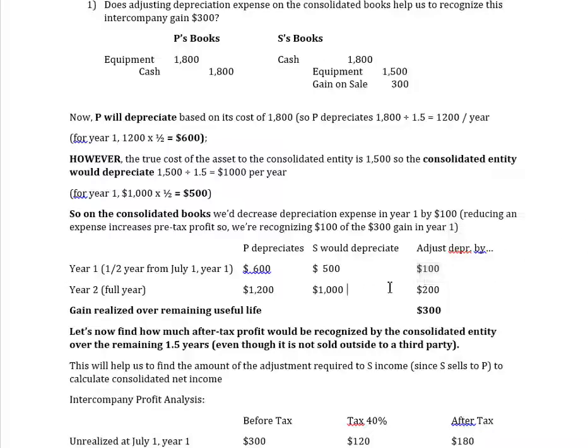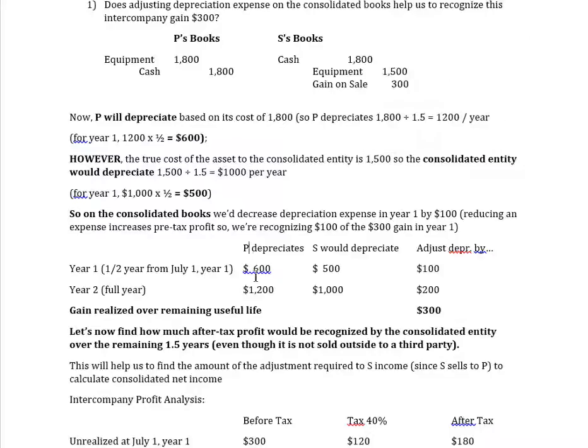So in year one, what we would do is we would reduce our depreciation expense by $100, and that would help us book $100 of the $300 gain into consolidated income. In year two, we've already gone through the numbers up here, and we've said annually the parent would be booking $1,200 a year. But from a consolidated perspective, because the true cost of the equipment to the consolidated entity is $1,500, we should really only be booking $1,000 a year.